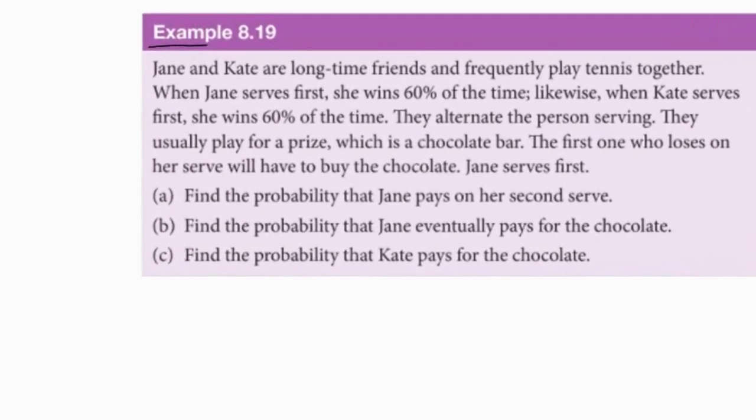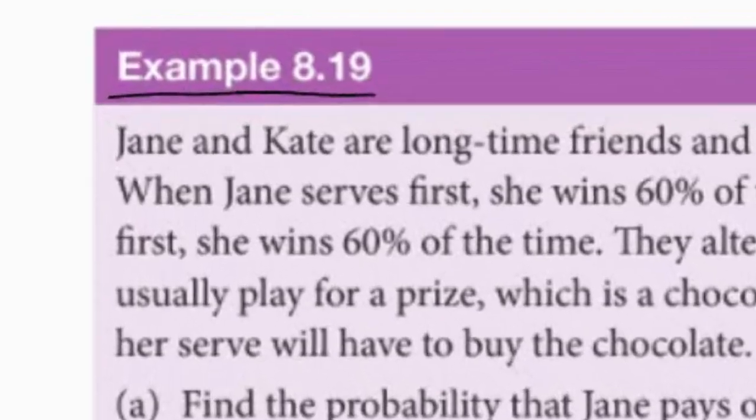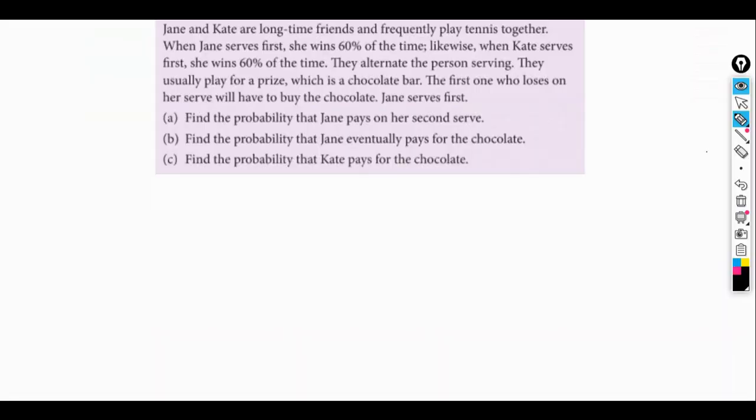Next, we're going to work on example 8.19. It says, Jane and Kate are longtime friends and frequently play tennis together. When Jane serves first, she wins 60% of the time. Likewise, when Kate serves first, she wins 60% of the time. They alternate the person serving. They usually play for a prize, which is a chocolate bar. The first one who loses on her serve will have to buy the chocolate. Jane serves first. Part A. Find the probability that Jane pays on her second serve.